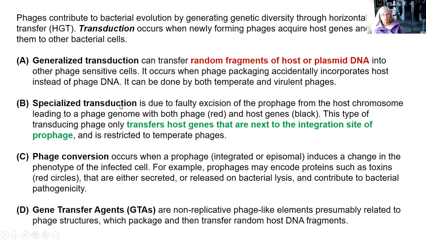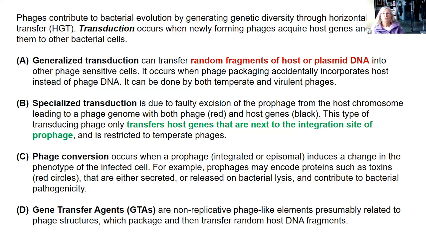Generalized transduction, specialized transduction. Generalized transduction occurs when, in that lytic cycle, the bacterial cell's DNA is broken up into small pieces by the virus. And then when the virus is packaging its own DNA into its head, its capsid, sometimes it grabs some host DNA also. By virtue of almost a mistake in the packaging process, the virus can pick up random pieces of either the host bacterial DNA or plasmid DNA, and then transfer them to the next bacterial cells that it infects.